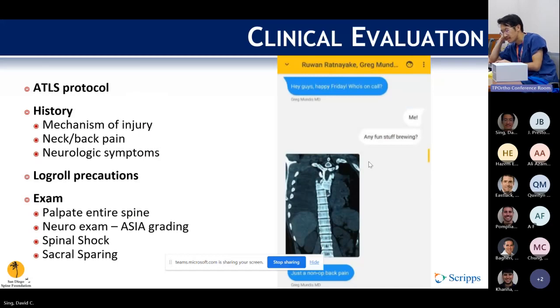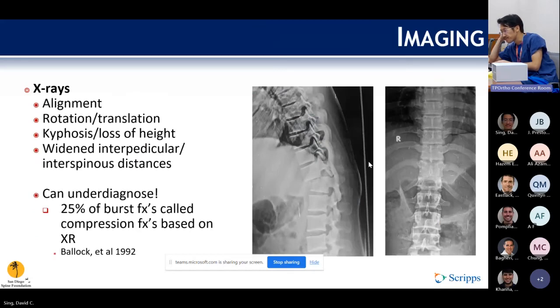And then trying to get a sense of the ASIA grading, as well as their rectal tone and their groin sensation. Lets you know if there's any sacral sparing, helps you grade on the ASIA scale.